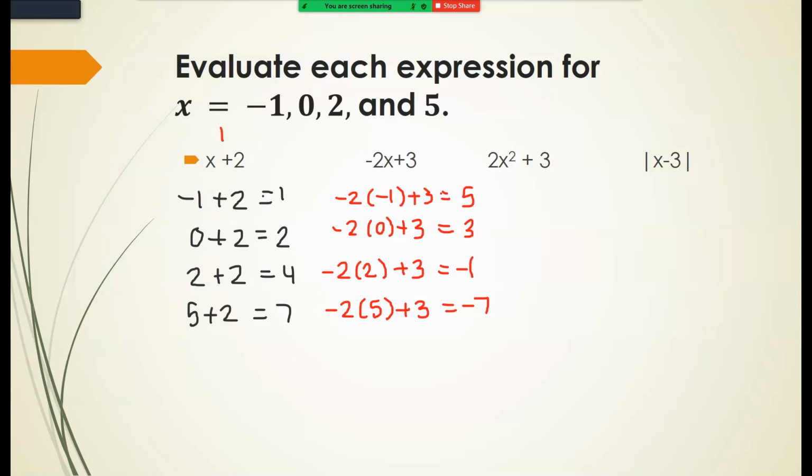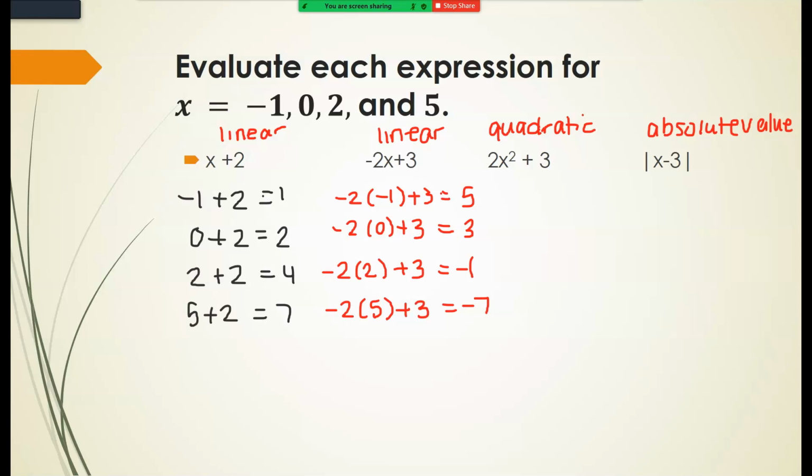So this is an example of a linear function. This is a linear function. If something is raised to the power of 2, that's a quadratic function. And then example number 4, we should know that the absolute value bars make that an absolute value function. So as we progress through the year, you'll be able to identify each of these functions by their names.